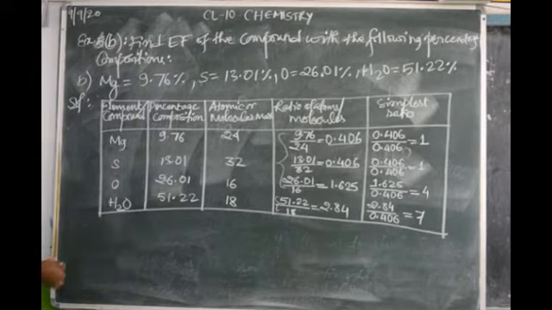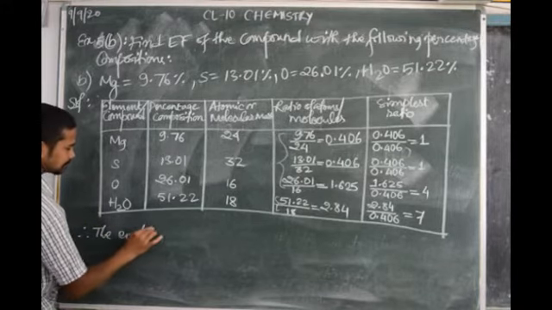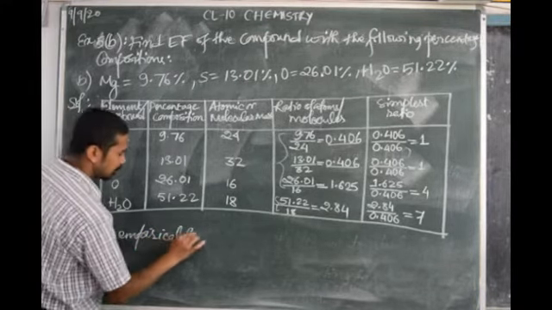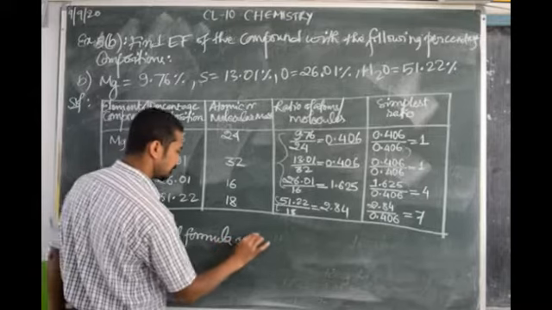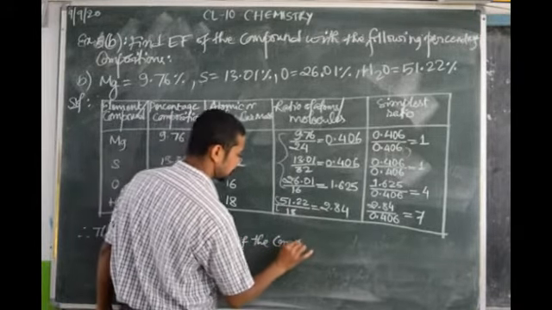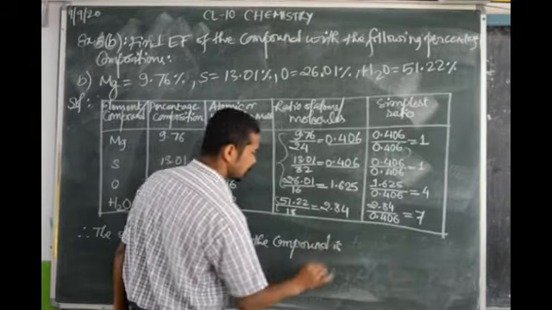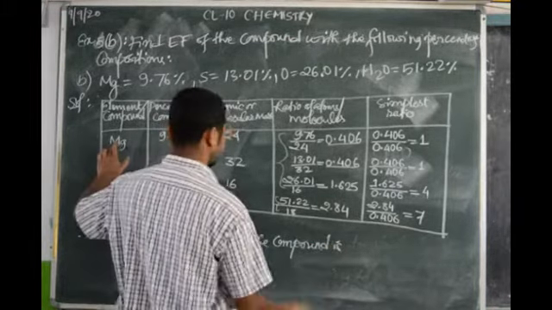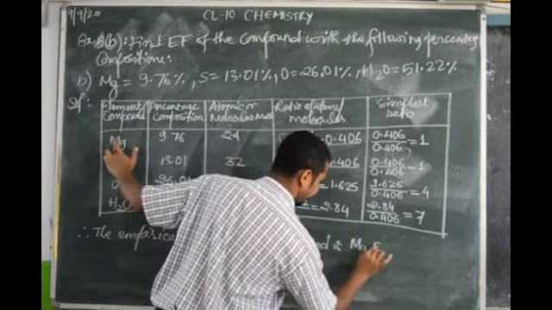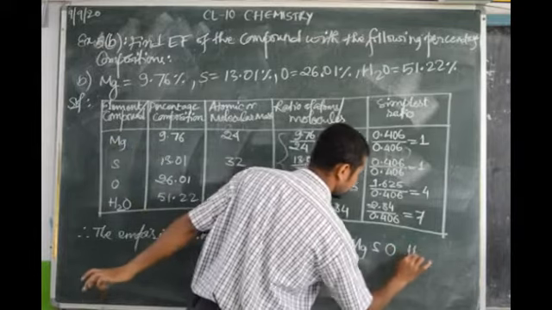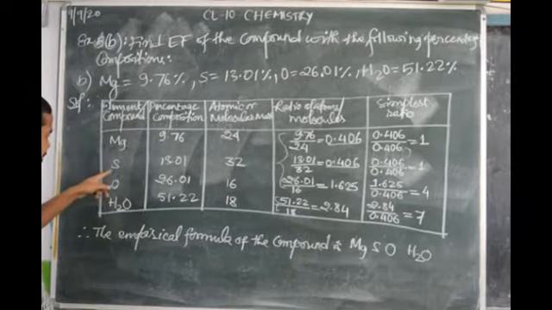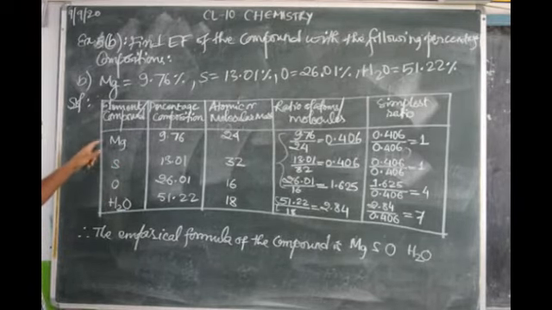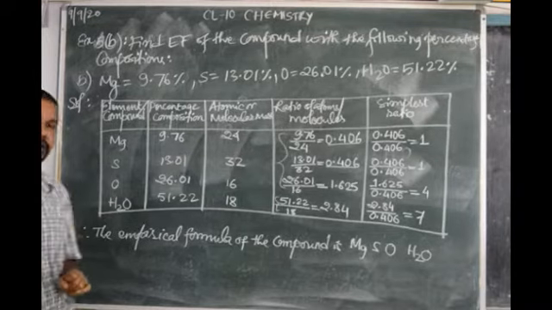Then you write, therefore the empirical formula of the compound is. So write the symbols Mg, then S, then O, then water. Got it? Write the symbols Mg, then S, then O serially like this: Mg, S, O, and water.